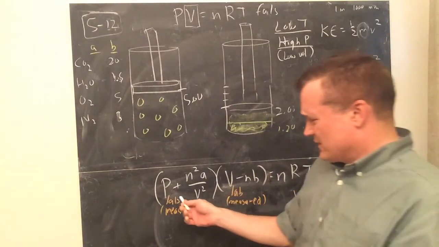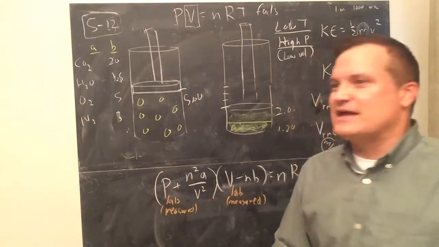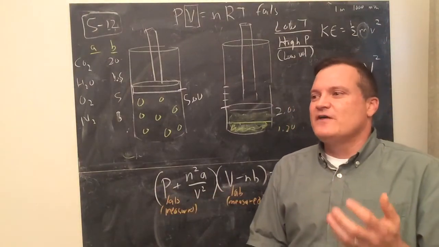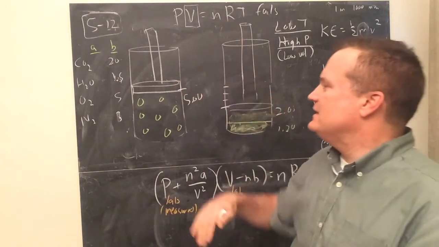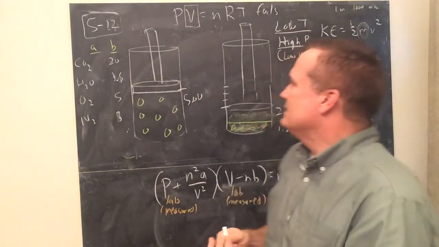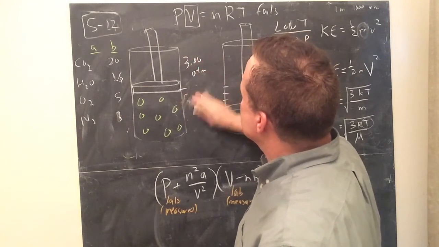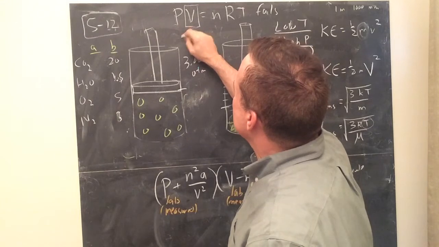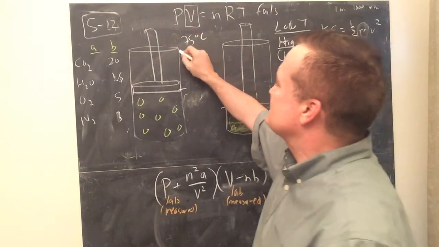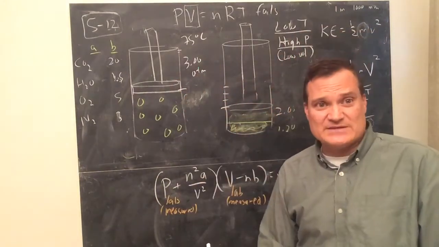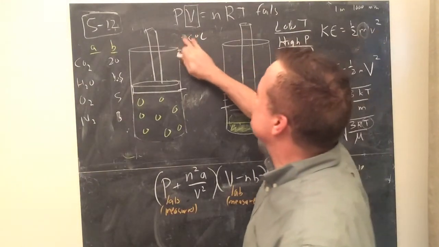The other part of the van der Waals equation adjusts the pressure. Remember, the pressure you measure in the lab would be too low. You'd say, according to PV=nRT, at this temperature, the pressure should be 3 atmospheres. It's 75 degrees Celsius. Oh no, I shouldn't use a hot temperature. I should use a cold, low temperature. Oh, okay, let's change that.